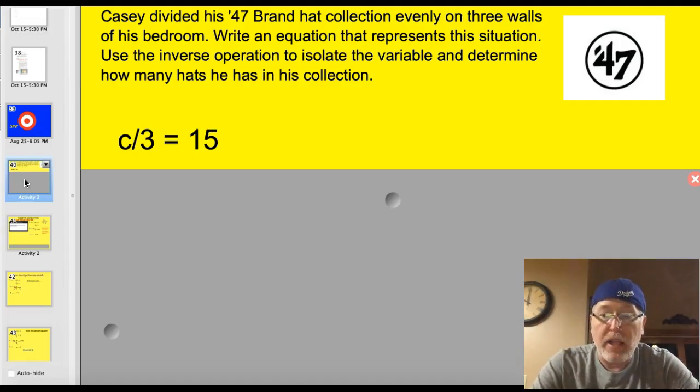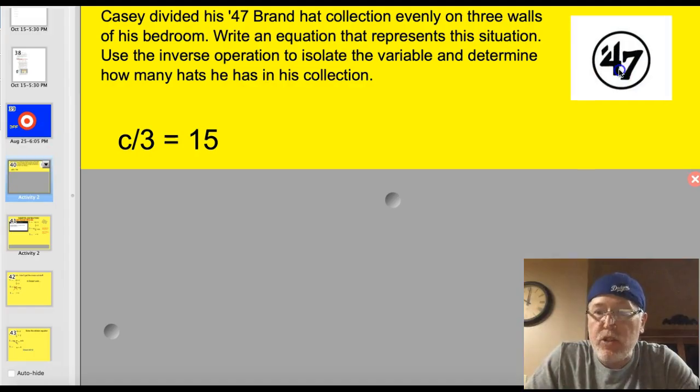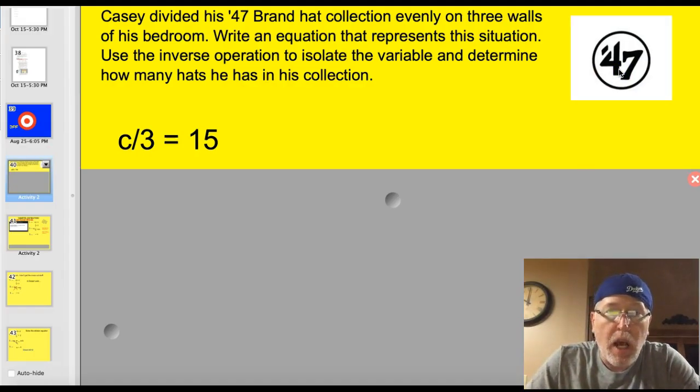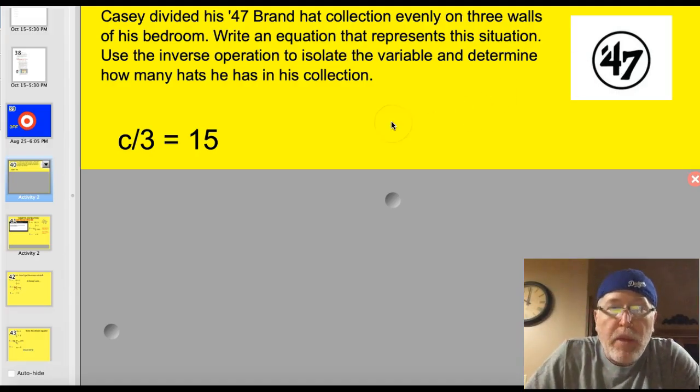Whoa, that's a mouthful. First of all, and most importantly, 47 brand hats. These are awesome. That's all I ever wear. So if you see me wearing a hat, it's a 47. My favorite is the franchise because I can wear them forward or backward. All right. Anyway, he's got this hat collection.